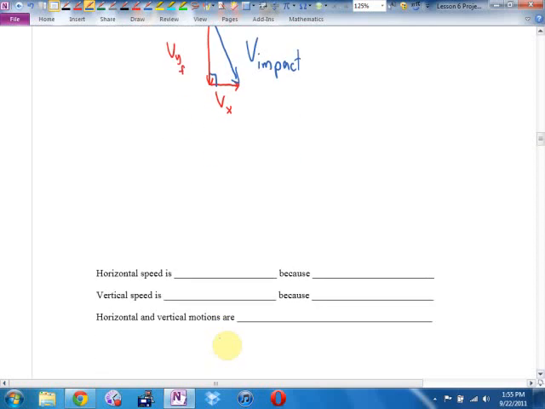Horizontal speed is blank because blank. Vertical speed is blank because blank. Horizontal speed is constant. Vertical speed is changing. Why is horizontal speed constant? Because there's no horizontal acceleration. Why is that? Because there's no horizontal forces. Once Spencer lets the ball go, Tyson, he no longer has any impact on that projectile.